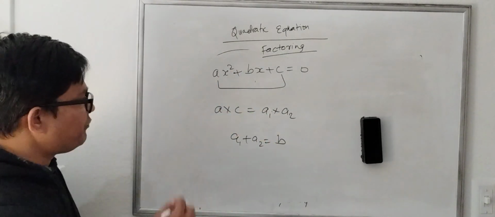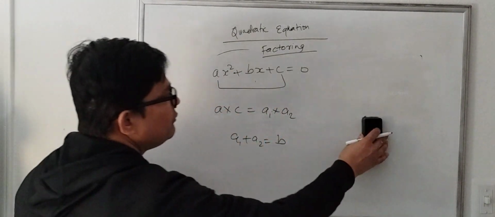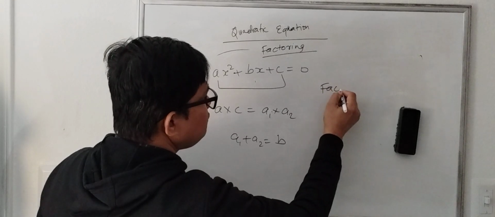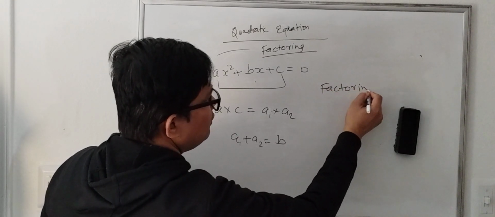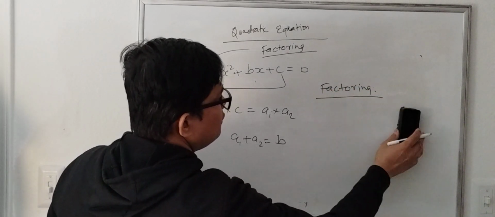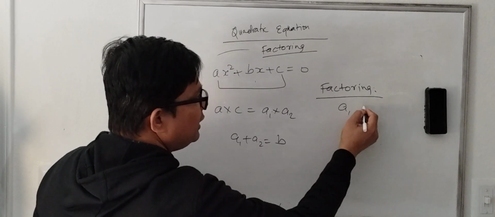This is the condition. So to go factoring, what you have to do, find two numbers, let's say a1, a2.